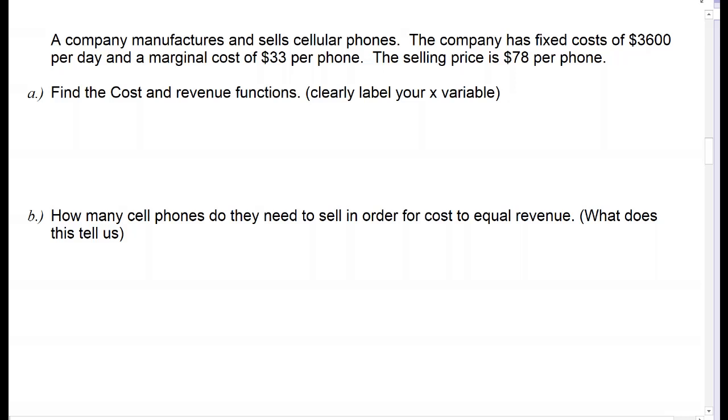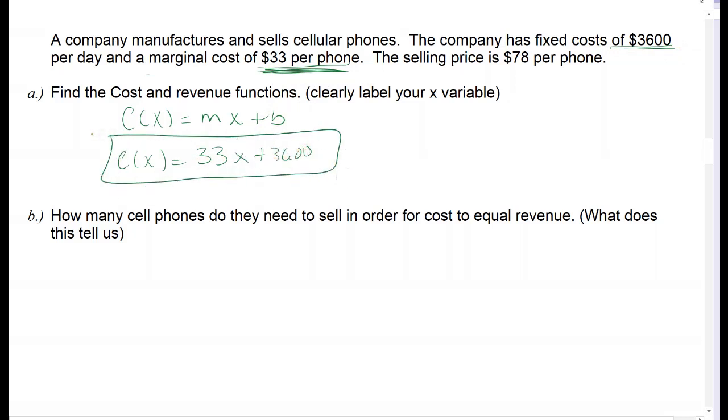So cost and revenue. This one is simply, there's no algebra to do. It's just you remembering what all the parts are. They're giving you everything you need to know. So cost, which we talked about in the last video, is, remember, marginal cost times our variable plus our fixed cost. They told me what the fixed cost was, and they told me what my marginal cost was. So cost is just making sure you're careful and you plug those in. 33 is the cost per phone, so 33 is my slope. And fixed cost was $3,600. And there is my cost equation. So no work to be done.